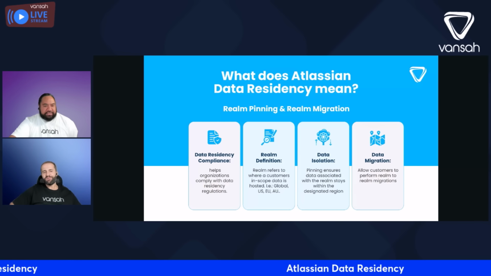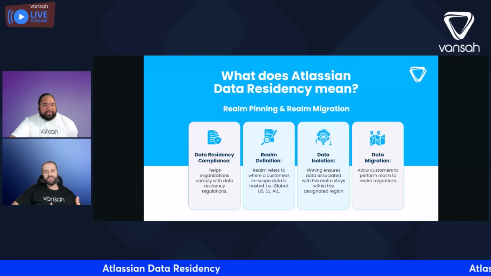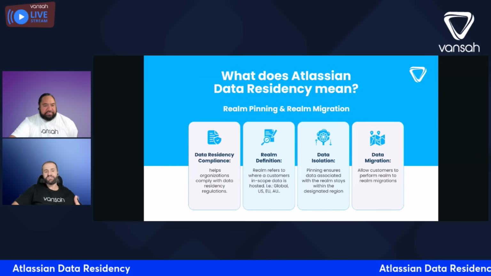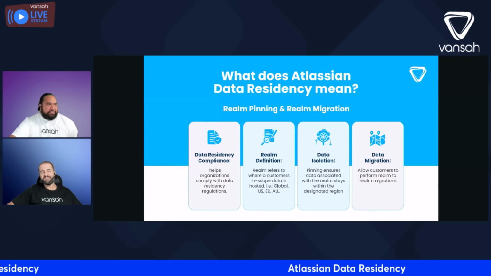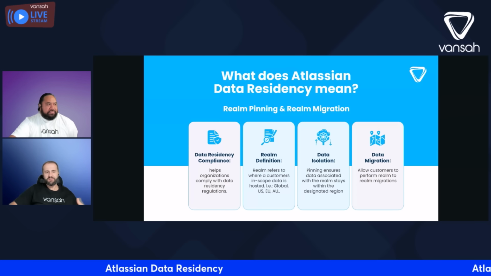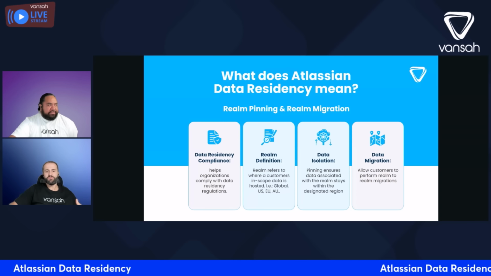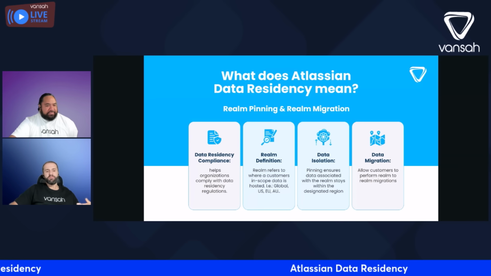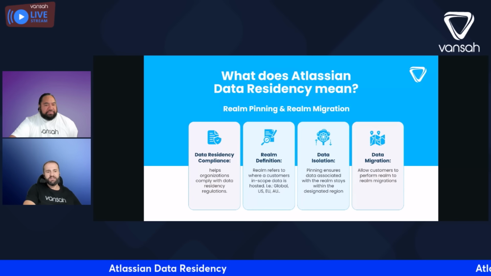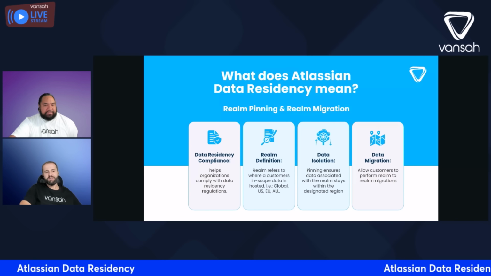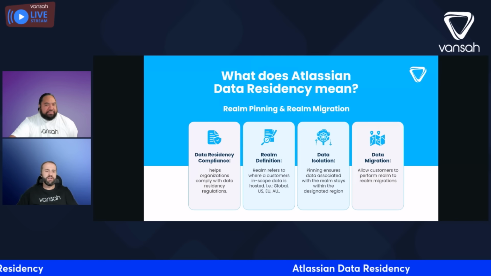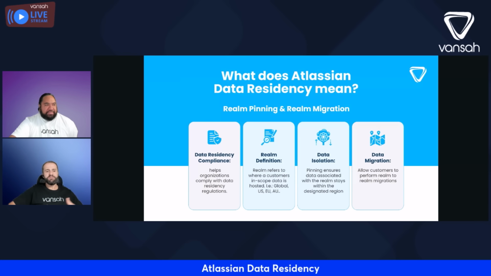So yes, we're talking compliance, ensuring that you meet those specific regulations and keeping data onshore, as they say. But it's also potentially a big improvement on performance. For example, some Jira customers could experience performance issues if they're defaulting to a US region but they're based in Australia. So that's another benefit of having that data residency support there.